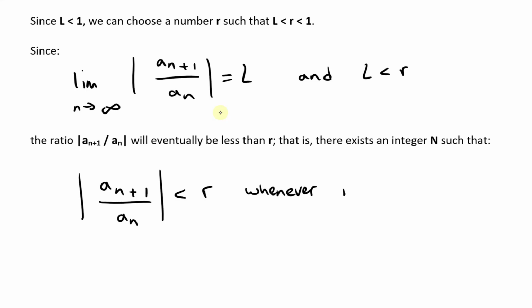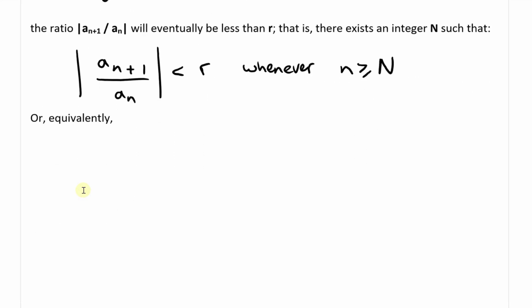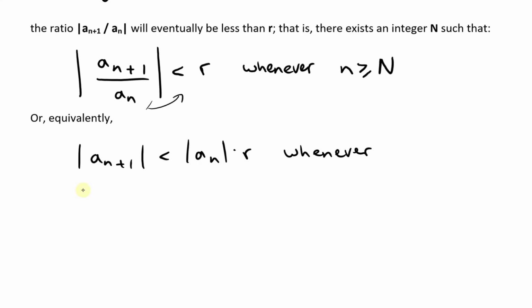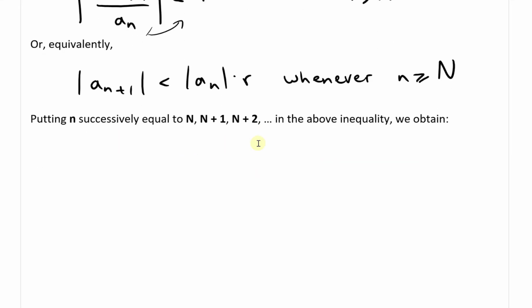Again, it's very similar to the precise definition of limits. Whenever n is greater than capital N, there's an integer such that this scenario exists. Equivalently, we can move the a_n at the bottom to the right side, so it looks like our geometric series. We have the absolute value of a_(n+1) is less than the absolute value of a_n times r, whenever n is greater than or equal to capital N, because we chose this r such that this is true. Putting n successively equal to capital N, then N plus 1 and N plus 2, and using the above inequality we obtain, and this is a very ingenious method from my calculus book.